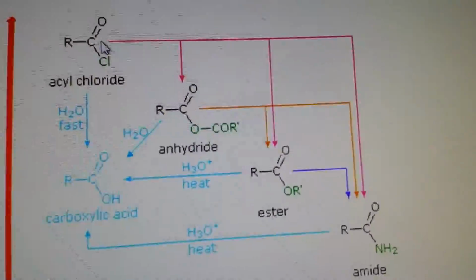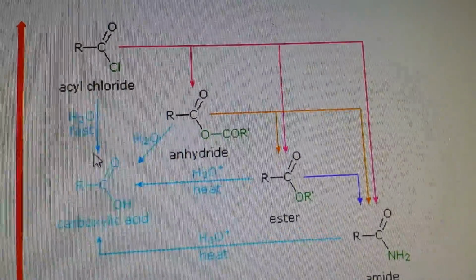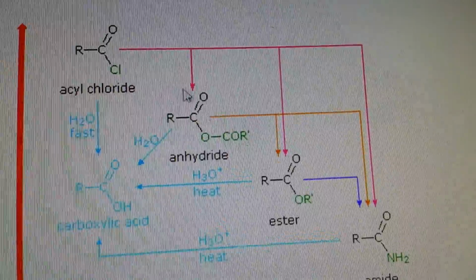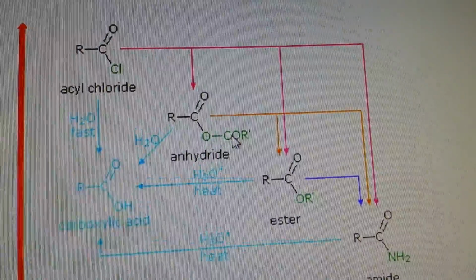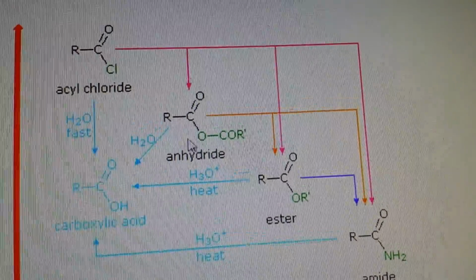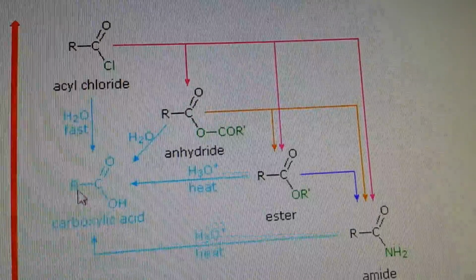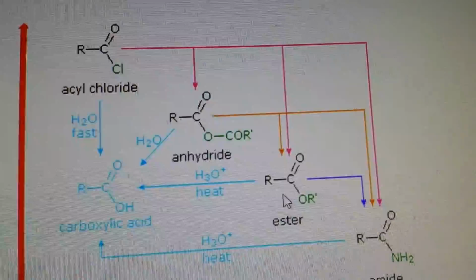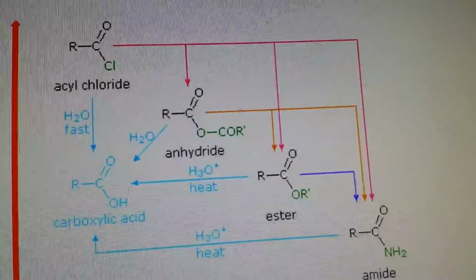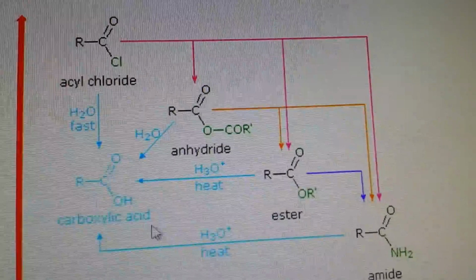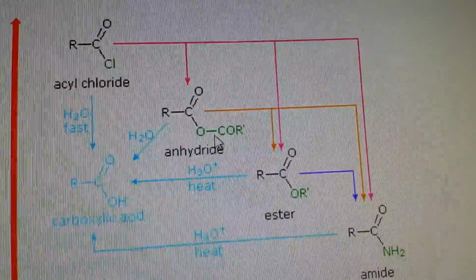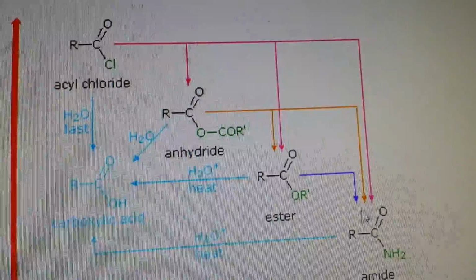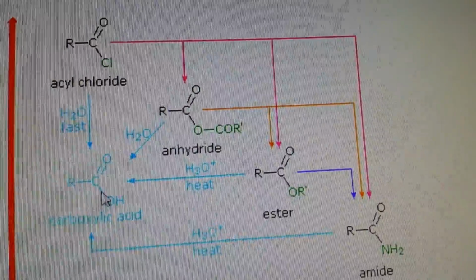From four things. One is acyl chloride, putting in water, a pretty fast reaction. The other is anhydride, which has two carbonyl groups with an oxygen between them; put water here and you get carboxylic acids. From ester, you put in water and heat, and you get carboxylic acid again. And from amide as well. So you get carboxylic acid from four things: chloride, anhydride, ester, and amide. Everything has a carbonyl, but one has an amine, so the amine leaves and you get OH.